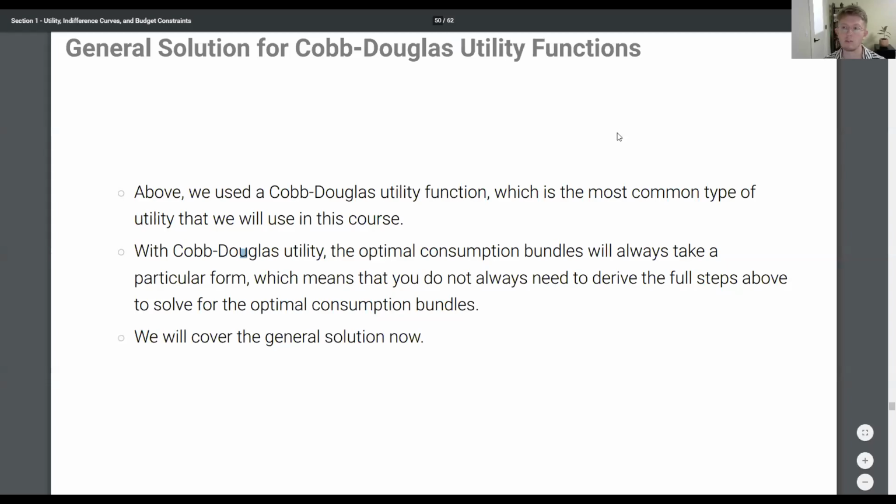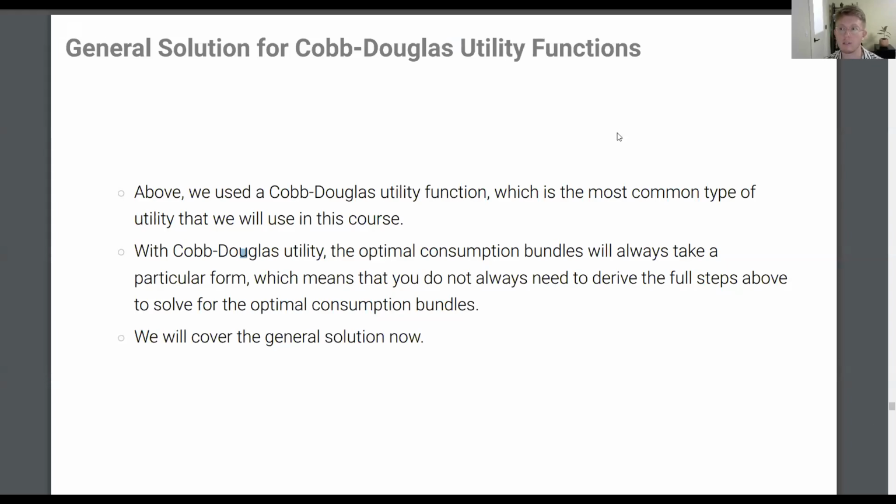So finally, what I want to do to just conclude this week's section is talk a bit about a special type of utility function, which is called the Cobb-Douglas utility function. In general, if there's only one thing that I want you to take away from today's section, it would be knowing how to derive, but most importantly, the general solution for a Cobb-Douglas utility function.